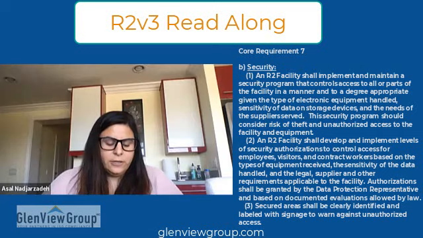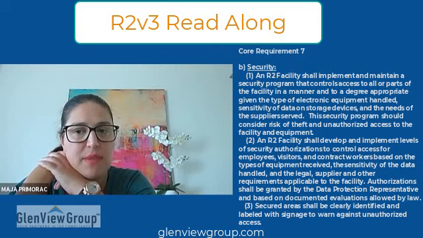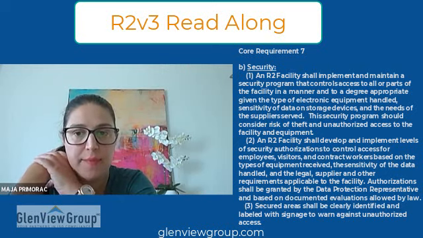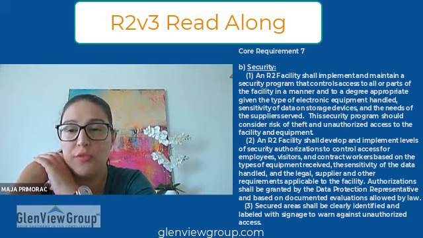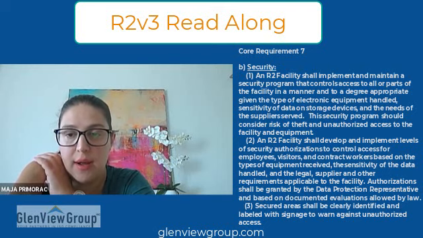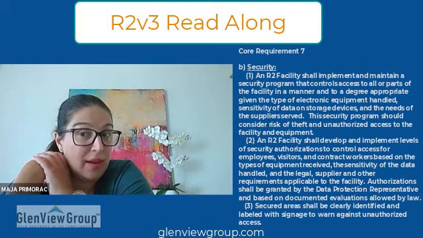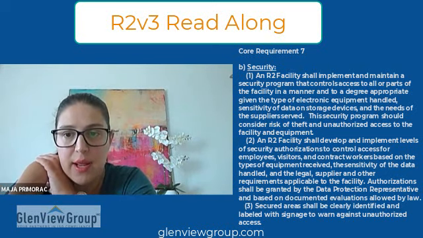Okay. B3, secured areas shall be clearly identified and labeled with signage to warn against unauthorized access. Again, I think this is something that you just automatically do if you have a data sanitization process, or if you have a secured area, right? High value goods and things like that. This, I think, is just specifically calling it out in the procedure, in the process here, because maybe not everybody was doing it, but everybody I know more or less has been doing this already.